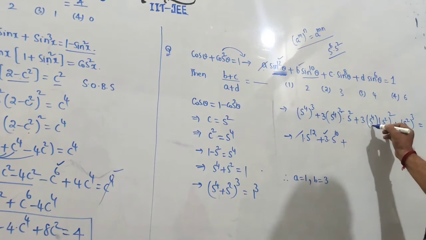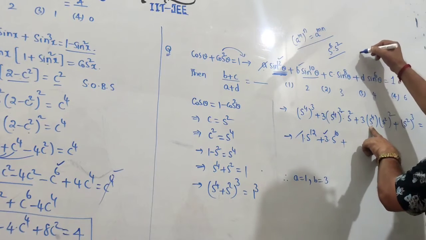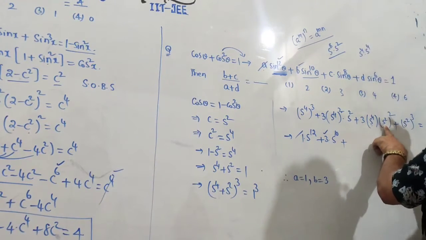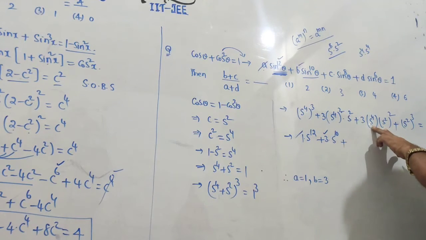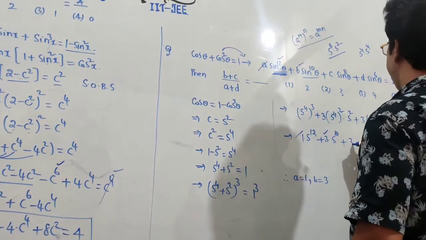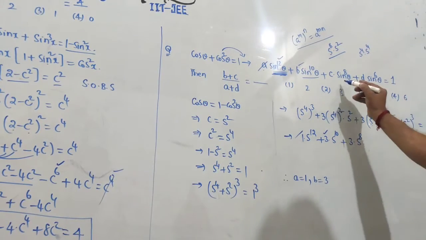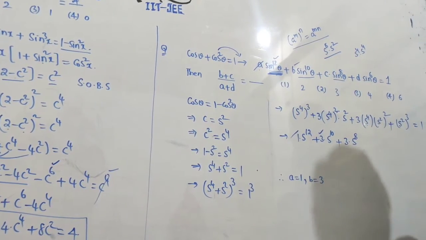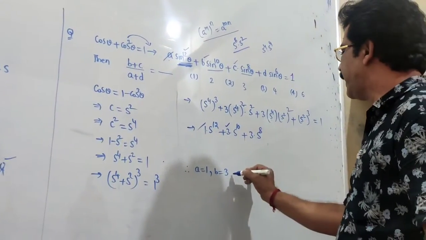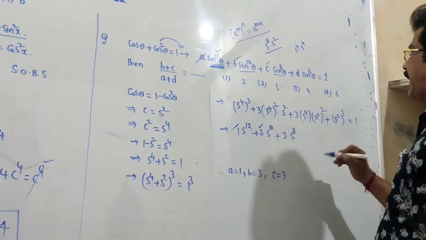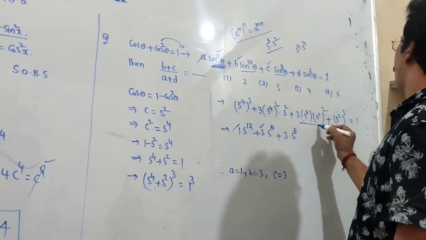Next, you come here. Plus sine to the power of 4 into sine to the power of 4, so sine to the power of 8. So plus 3 into sine to the power of 8. Where is sine to the power of 8? Here is sine to the power of 8. What is its coefficient? Here, what is its coefficient? 3. Understand? Right.